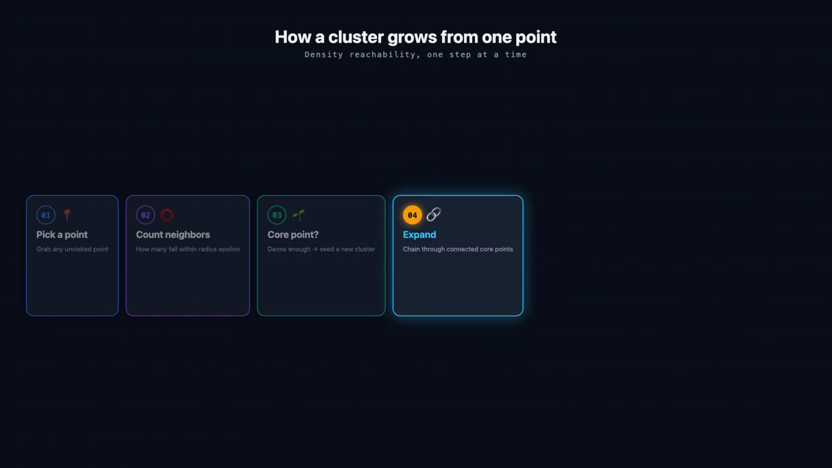From that core point, the cluster grows outward. Every dense neighbor gets pulled in, and if any of them is also a core point, its neighbors join too. So the cluster keeps chaining through connected dense points until it reaches the sparse boundary and stops. Then you move to the next unvisited point and repeat, until every point is either inside a cluster or marked as noise.